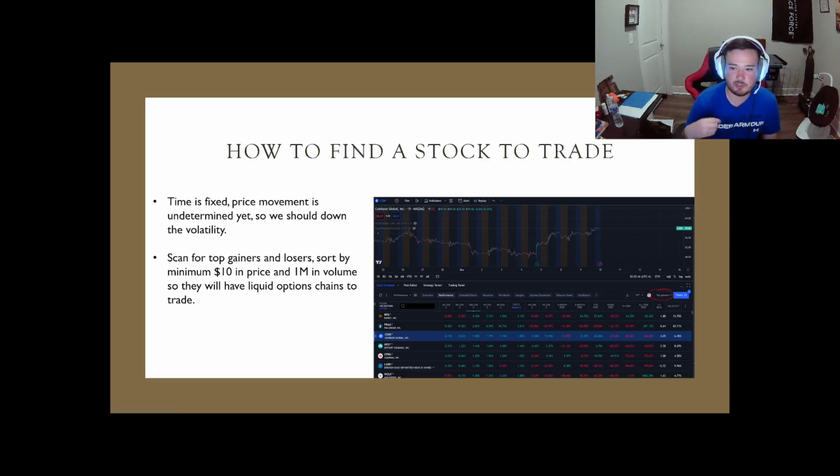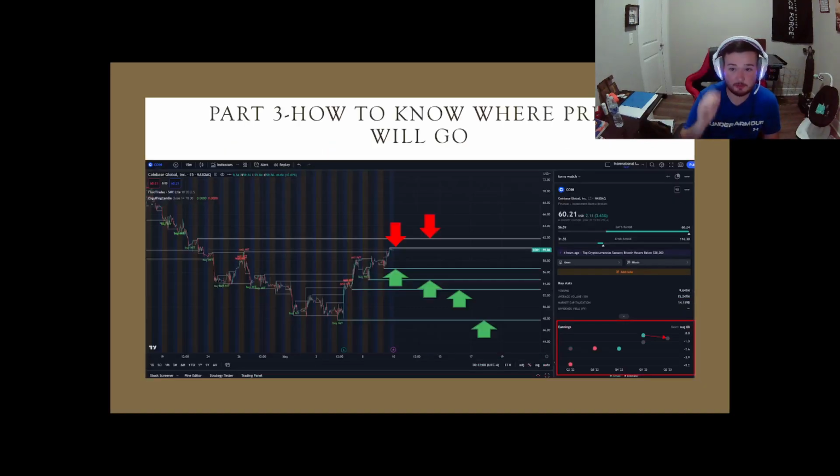Coinbase. Coinbase just recently had earnings on the 5th, and their stock has been running ever since. So we're actually going to look into an example here. So how to know where price will go. This is Coinbase, right? Coinbase showed up on our scanner. Now here it is. We're breaking down the chart.